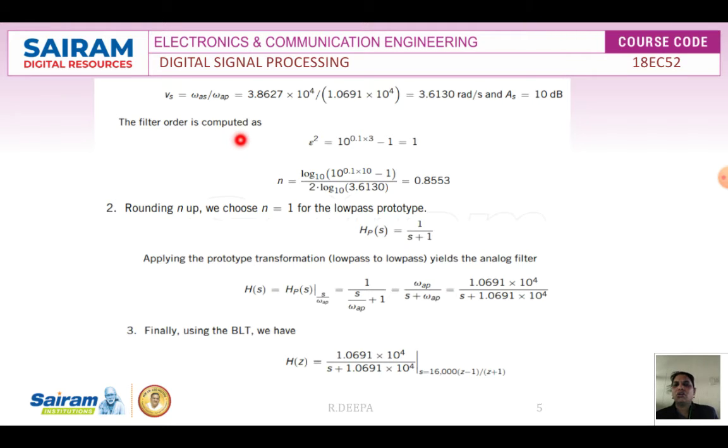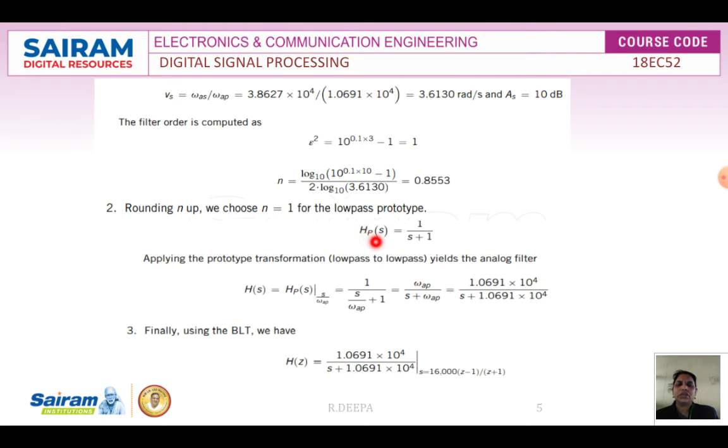Next, let us calculate the order of the filter. For that, we calculate epsilon square, which is 10 power of 0.1 times 3 minus 1, and the value seems to be 1 here. Then we calculate the order of the filter. We already have the formula: log of (10 power of 0.1 A_s minus 1) divided by epsilon square, over 2 log of omega s by omega p. By substituting, we get the value as 0.8553, which has to be rounded off to the next largest integer value, 1. Hence we choose n equal to 1.